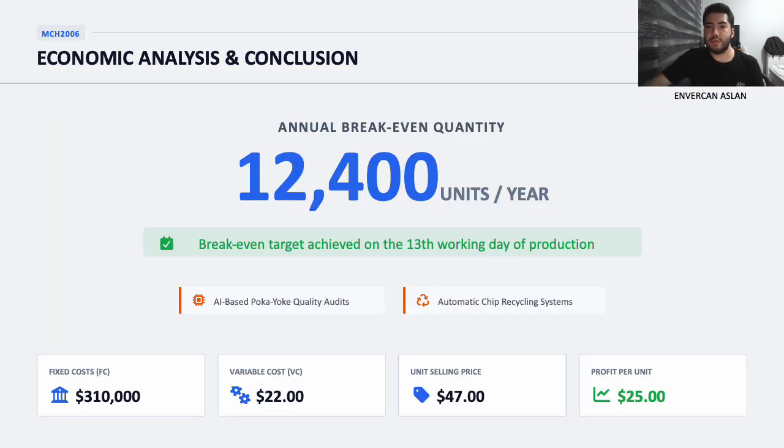And here is the economic analysis and conclusion. Our fixed costs are $310,000, with a variable cost of $22 per unit. Selling at $47, we make a solid profit of $25 per unit. This brings our annual break-even quantity to 12,400 units. Remarkably, we hit this target on just the 13th working day of production.